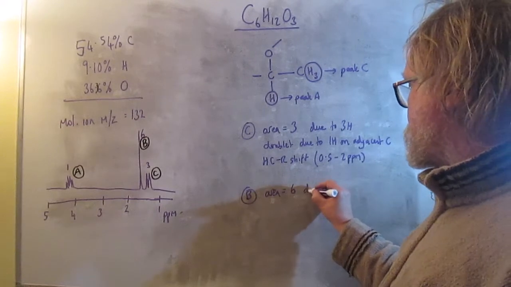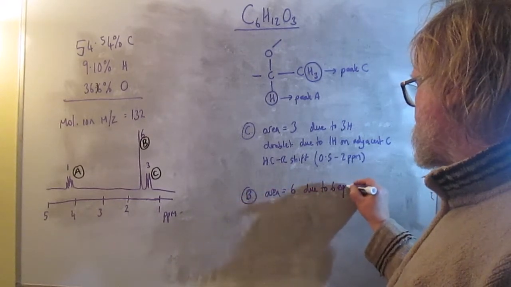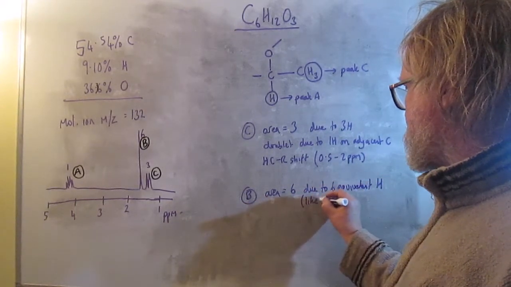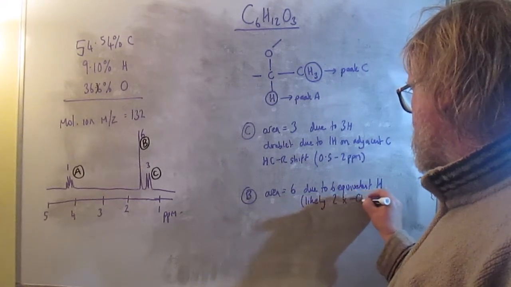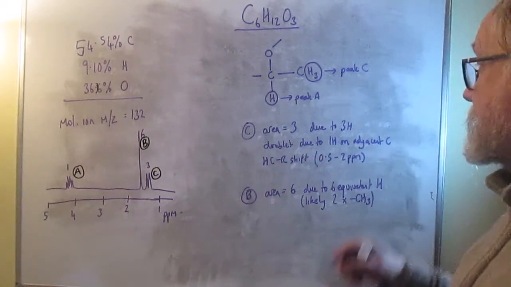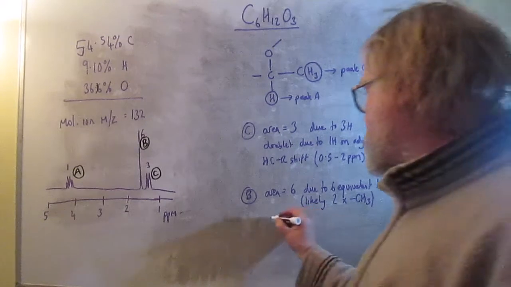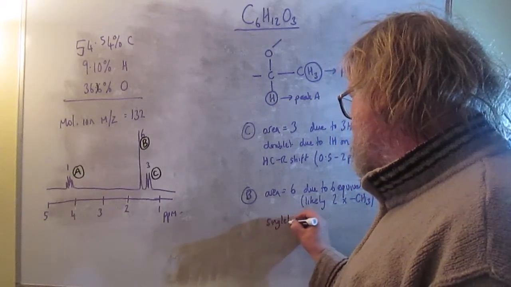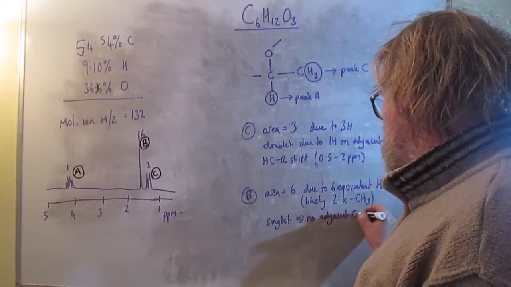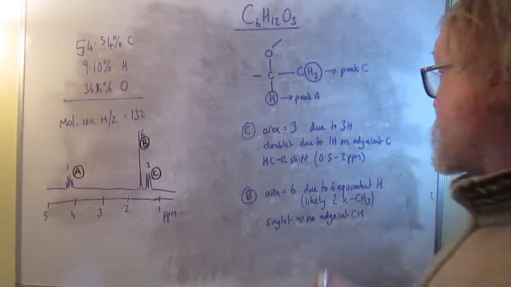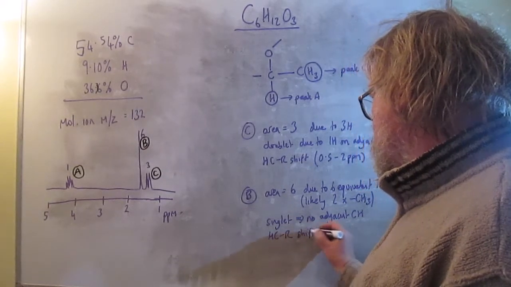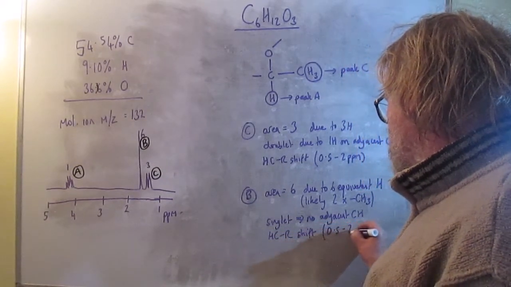So you could say due to 6 equivalent hydrogens, and that's likely 2 methyl groups, and that's what you should always be looking for if you've got an area of 6, or 9 would be 3 methyl groups. It's a singlet, which means that there are no adjacent CHs. And again, it has an HCR shift. Which is 0.5 to 2 ppm.